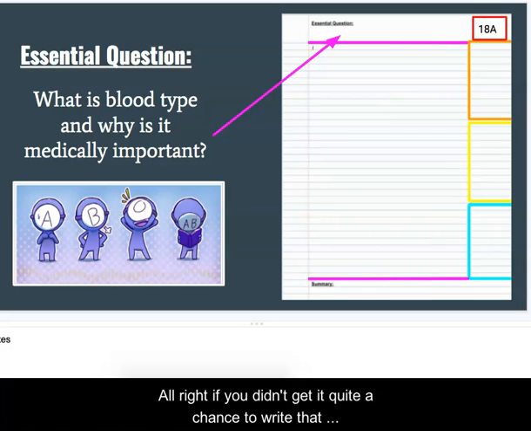All right, if you didn't get quite a chance to write that down, go ahead and pause and get the essential question down before we go on to the next slide, and then push play.